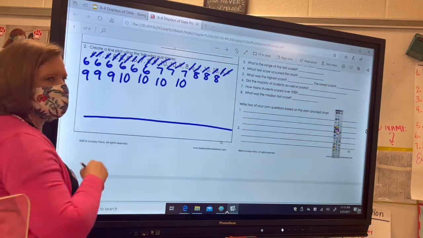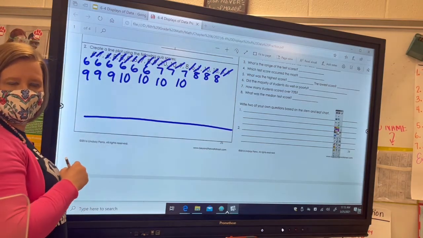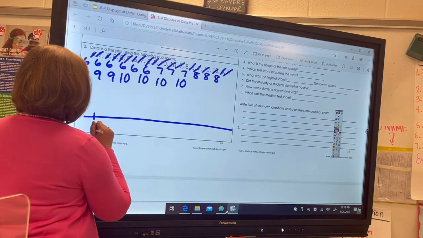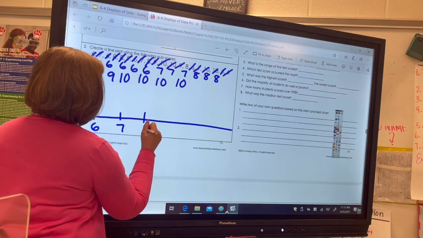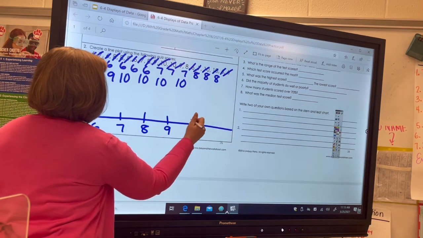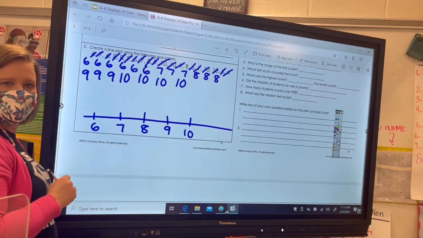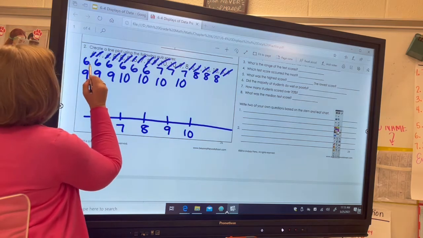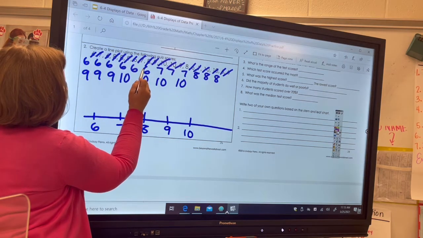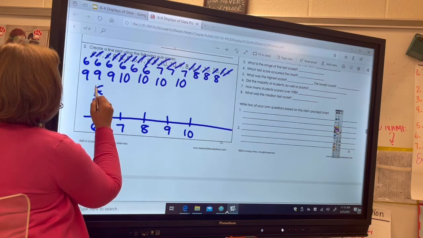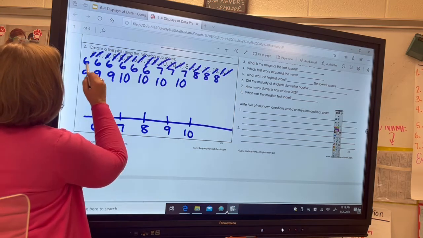And then draw our line. What numbers do we need to label on our line? 6 through 10. 6, 7, 8, 9, and 10. Now what do you want to put? X's or dots? X's. So I need 1, 2, 3, 4, 5, 6. 1, 2, 3, 4, 5, 6.